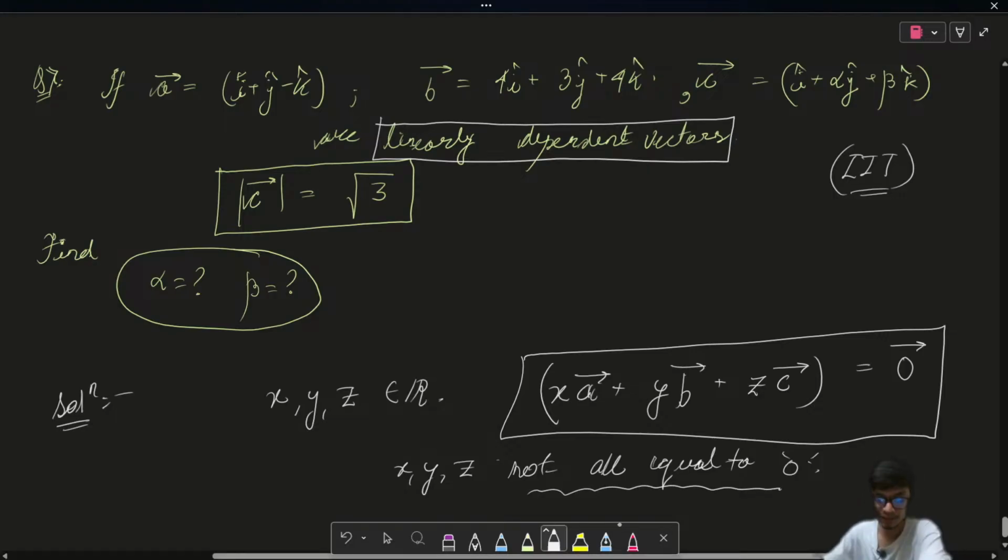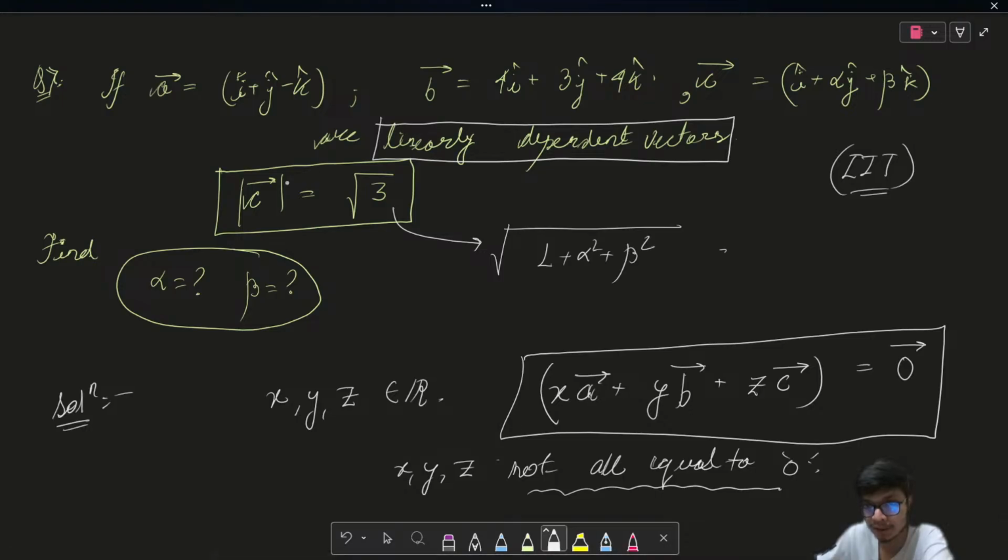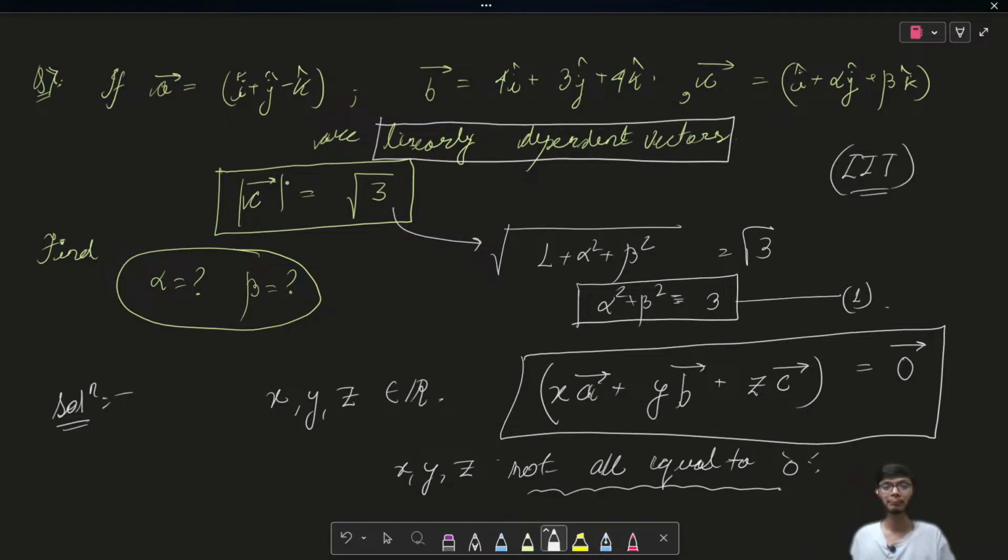Now, if I have this formulation of vectors as follows, then in order to find the value of alpha and beta, what I need to do is, first of all, there is one more condition regarding the C vector. If I use this condition, I'm going to get square root of 1 plus alpha square plus beta square, that is equal to square root 3. So from here I'll get one equation in alpha and beta: alpha square plus beta square is equal to 2, which is one of the conditions, right?